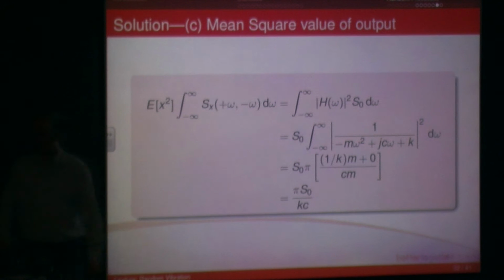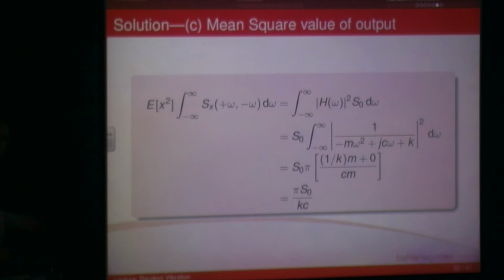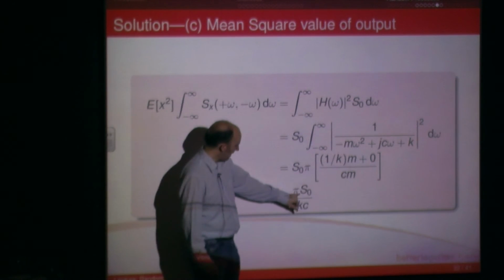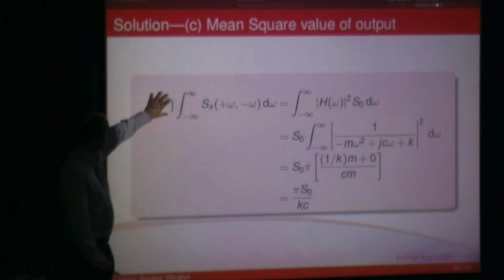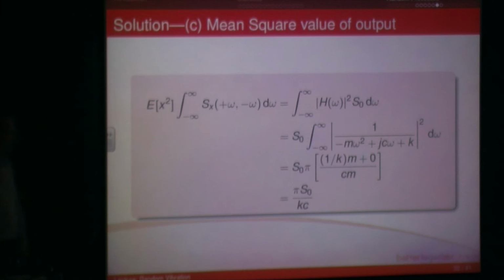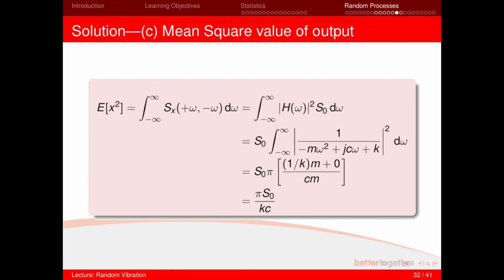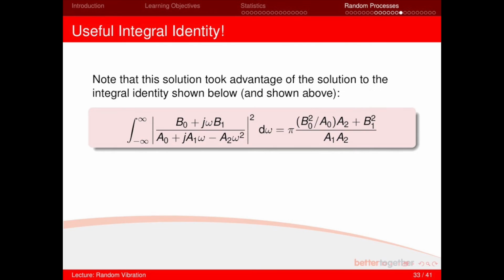And like I said, you can do some simplification. You end up getting pi times S naught divided by kc as your mean square value. You take the square root of this and you'll end up getting the RMS. Now, how did I go from this line to this line? Well, like I said, I used that identity.